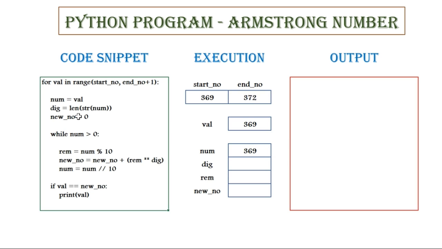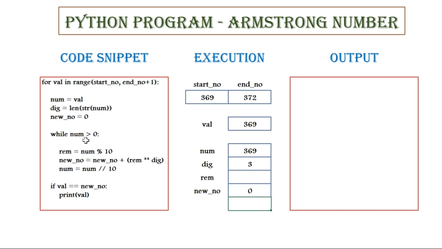digits equal to length of string of num. The reason I'm doing this is I need to get the length of the number, only then can I check if the number is Armstrong or not. So length of string of num, it is a 3-digit number, so this variable is going to hold the value 3. New number equal to 0, so the value of new number would be 0.